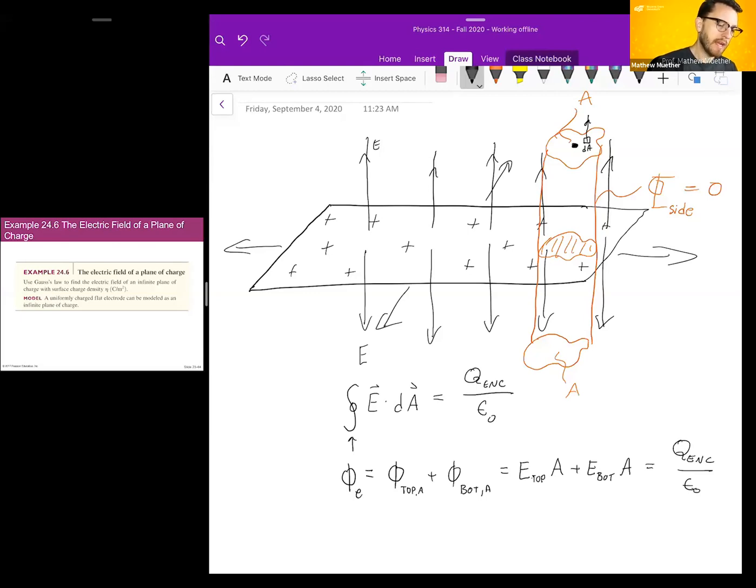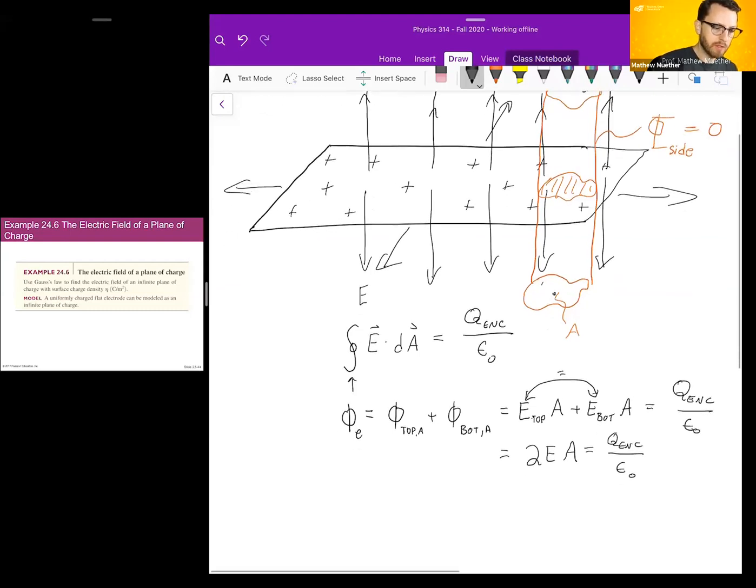Well, look, the electric field at the top and the bottom, because again of the symmetry we see in the problem, the values of the electric field at this position and at this position had better be the same. So I can just replace those by one electric field because I know these are equal. So this is just twice that common electric field magnitude times that area. And that equals the total charge enclosed over epsilon naught.